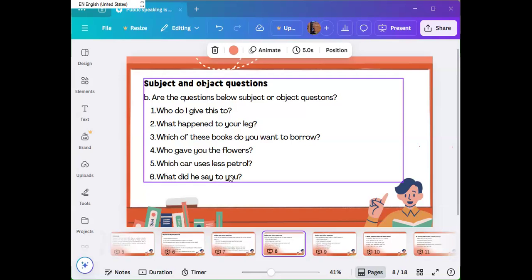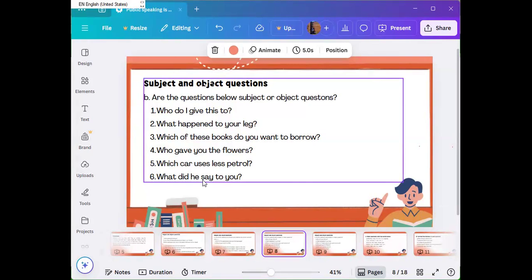So what about number 5? Which cars use less petrol? Subject question. Yes, subject question. Use is the main verb. We are not using an auxiliary verb here. Use is just a main verb. Which car use less petrol?